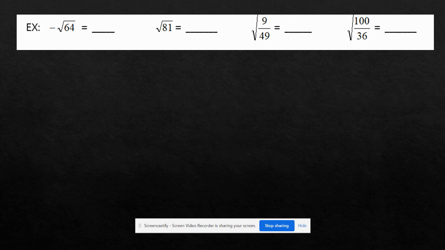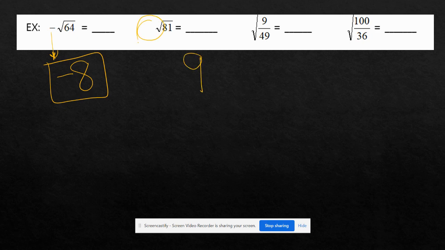Let's try a couple. Square root of 64. Square root of 64 is 8. And because of the negative in front, we would write an answer of negative 8. The square root of 81 is 9. In front of here, there is no negative sign, so they want the positive answer, positive 9.